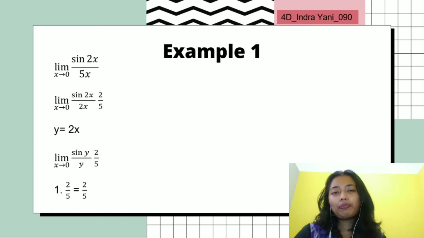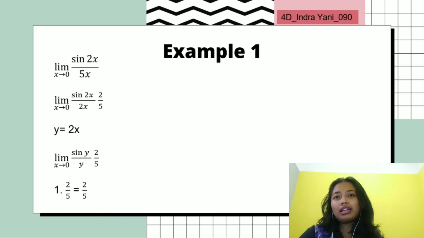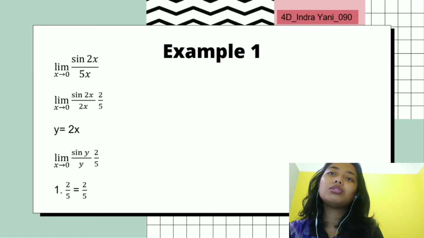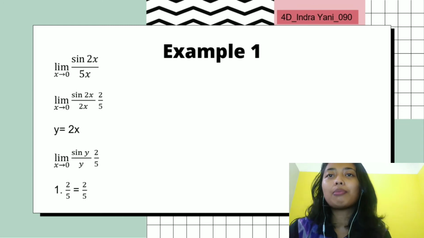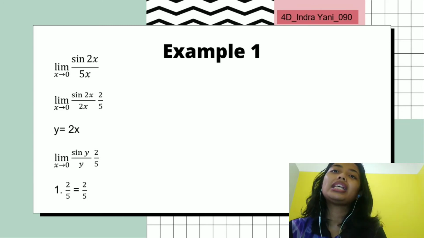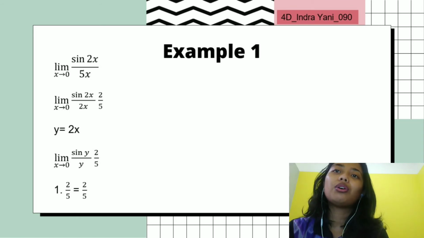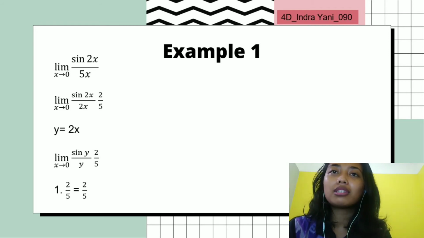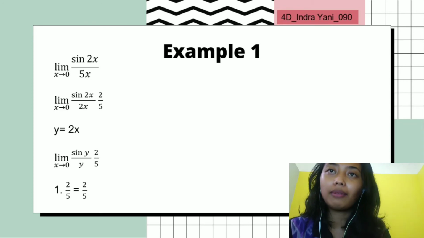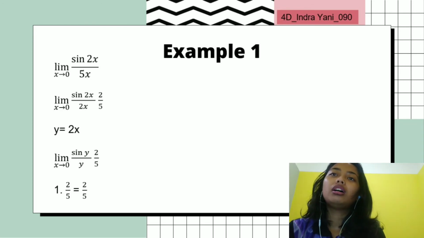What we need to do is multiply the top and the bottom by 2 over 2. I'm going to switch the 2 and the 5, so we can rewrite it as the limit as x approaches 0 of sine 2x divided by 2x times 2 over 5. I just switch the places of these two numbers, 5 times 2 and 2 times 5. They equal 10, so the value is still the same.